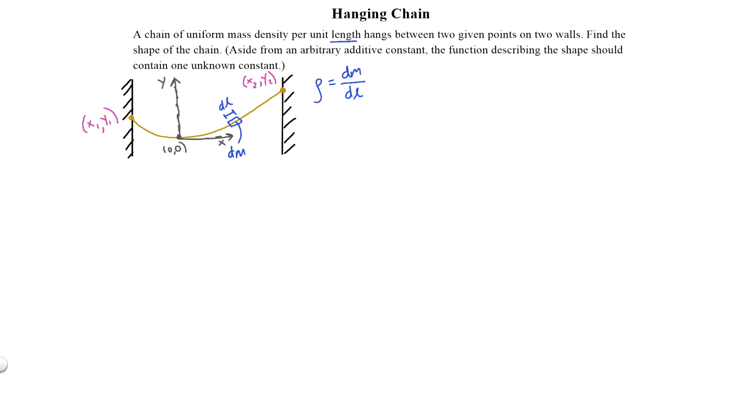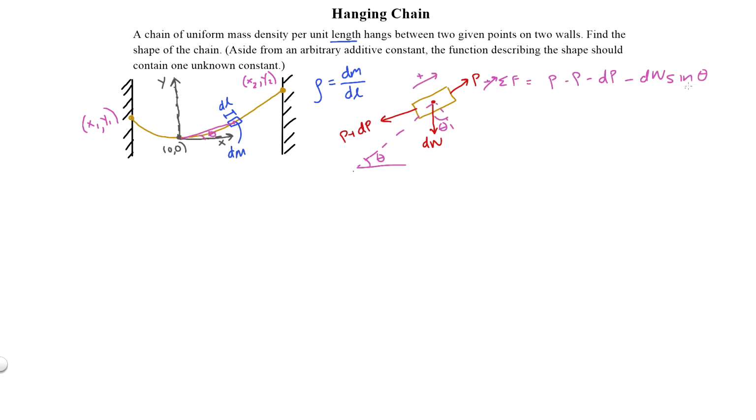The next thing we could do is apply Newton's second law. We're going to have a weight go down, so it's a small weight. We'll have some tension force, P, and some tension force over here, P plus dP. And all this equals zero because we're at equilibrium. The rope is not moving with respect to time. I think I'm just going to start with this equation and see what happens.